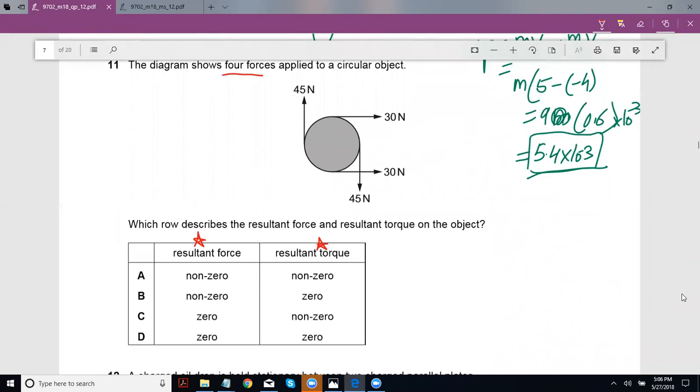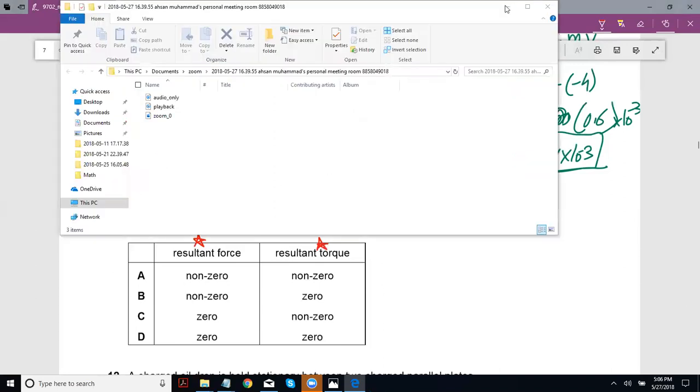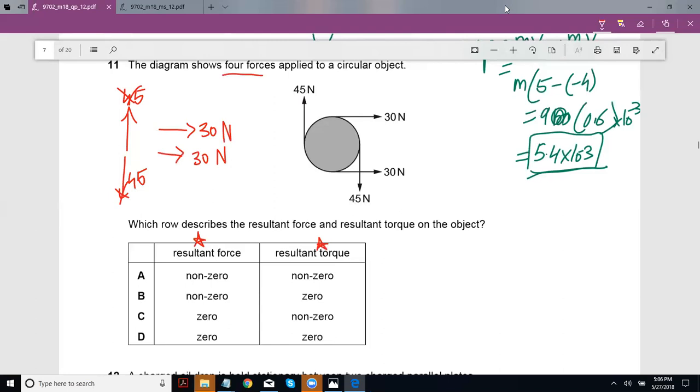So if you look at resultant force first, you have a 45 Newton force upward, you have a 45 Newton force downward, so they cancel out. However, you have two 30 Newton forces to the right and nothing to balance them. So in fact, you'll have a resultant force of 60 Newtons towards the right, which means you can basically cross out C and D. It's going to be either A or B because the resultant force is non-zero.